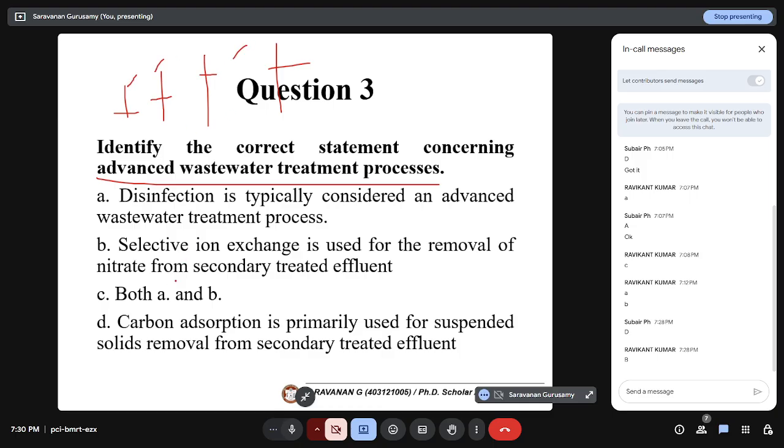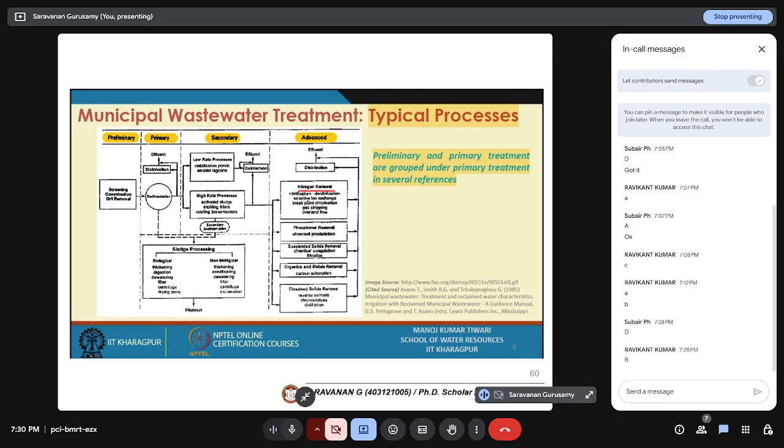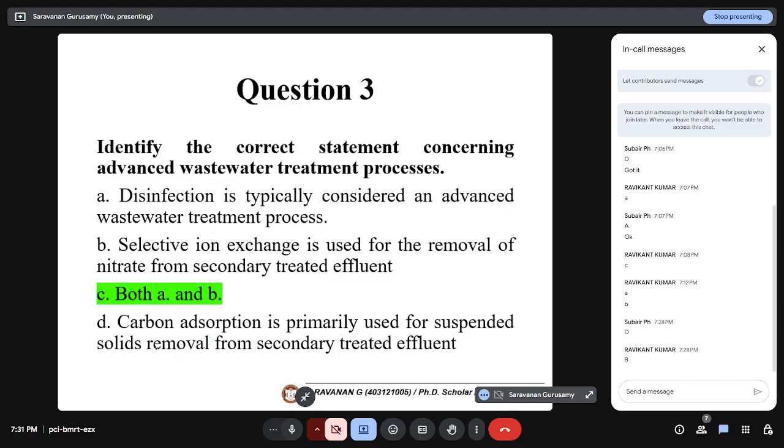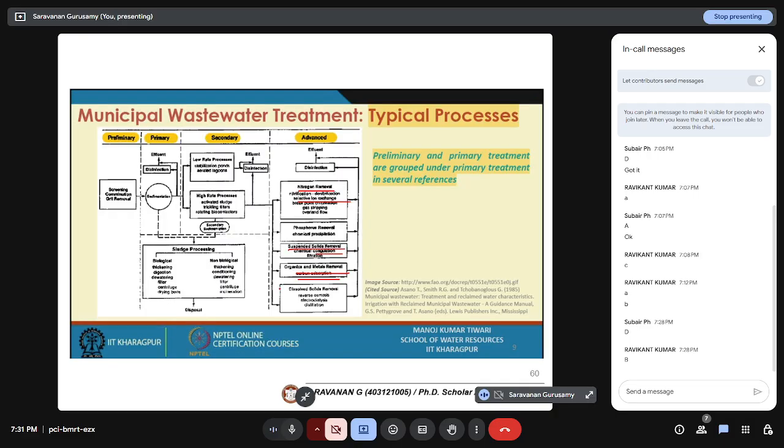Disinfection may come anywhere. Selective ion exchange is used for the removal of nitrate from the secondary treated effluent. Carbon adsorption is primarily used for suspended solids removal from the secondary treated effluent. So which is called the advanced wastewater treatment process? See here: nitrogen removal by selective ion exchange, yeah, correct. Suspended solids removal by coagulation. Carbon adsorption is for organics, not for suspended solids. You can see here.